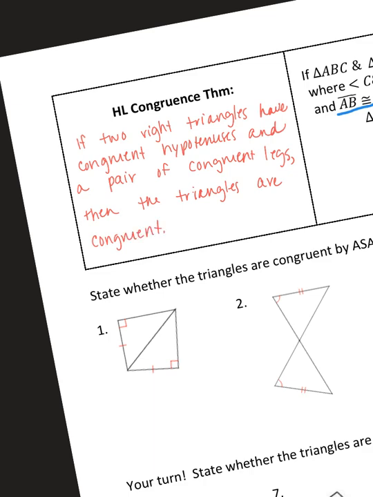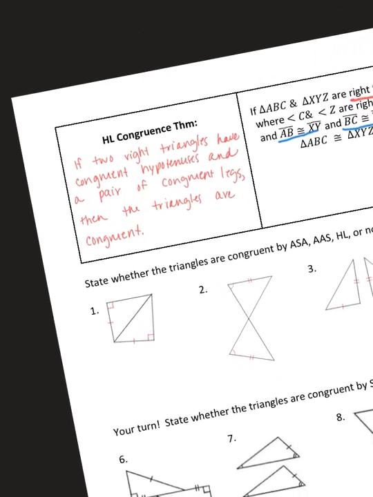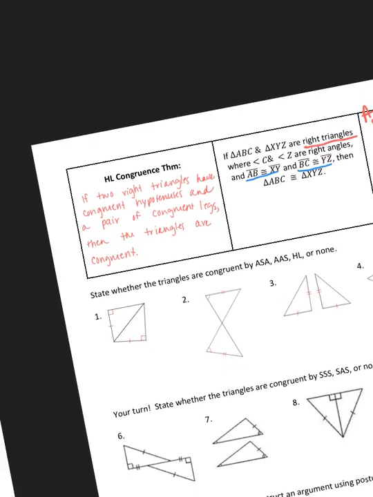Okay, so we are going to look at these examples, and it says state whether the triangles are congruent by ASA, AAS, HL, or none. Now what we are not considering right now are SSS and SAS, so we will do all of them together, but right now we just want to focus on the 3 new ones. Okay, so in number 1 we want to determine if the triangles are congruent.